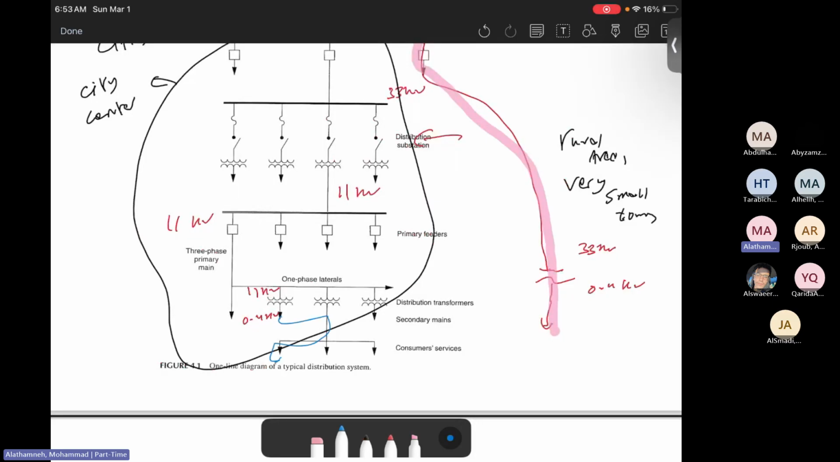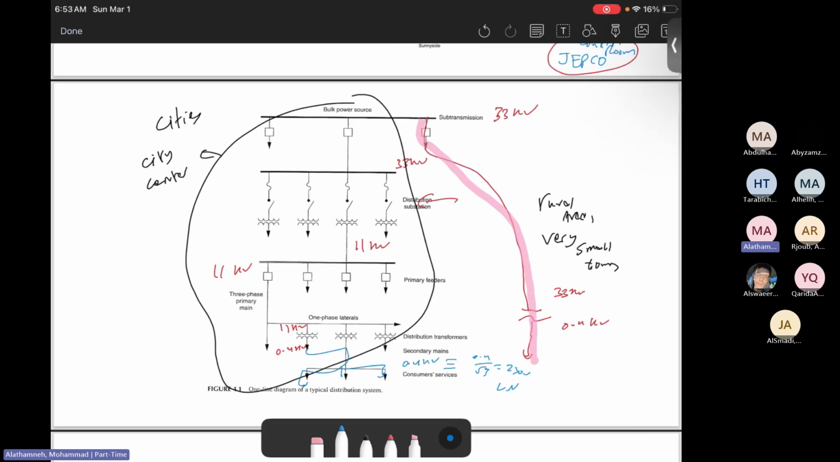It will go to your home at 0.4 kilovolts, which is the same as 0.4 divided by root 3, which is 230 volts line to neutral. Okay, any question? Please, if you have any question, you're free to ask. Okay, so I'm assuming everything is clear.